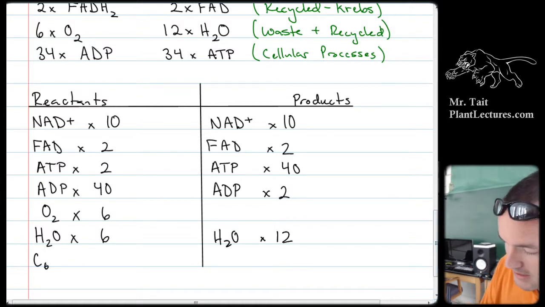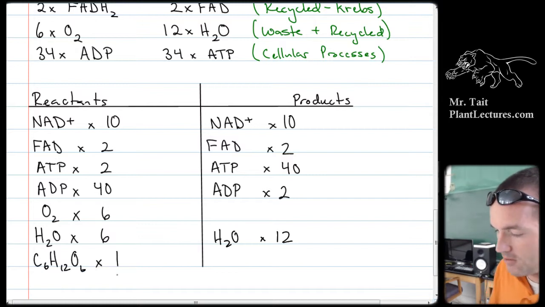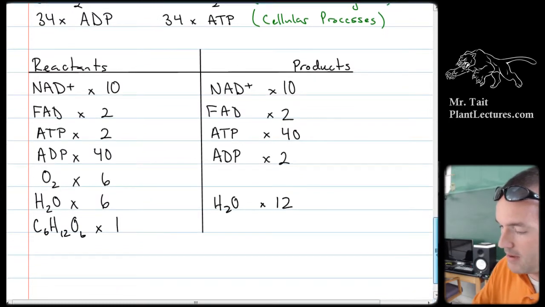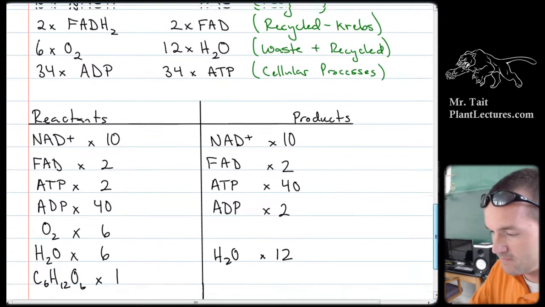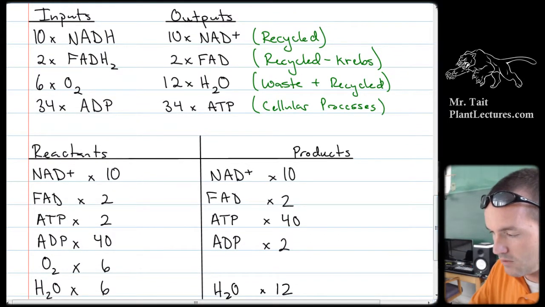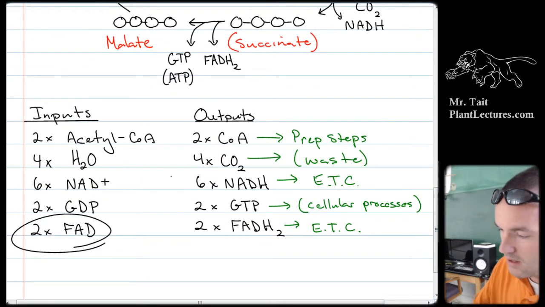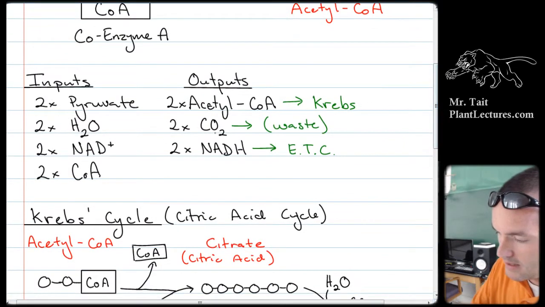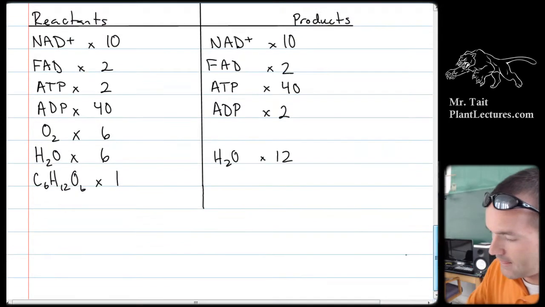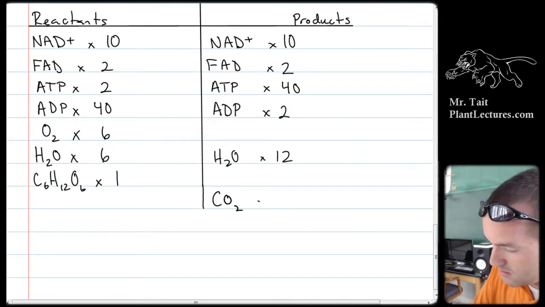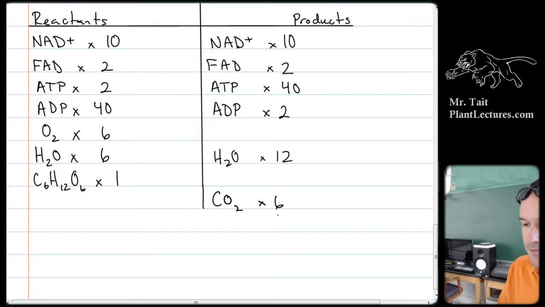All right, how about C6H12O6? Okay, one of those. How many CO2s did we produce? Where do we produce CO2s? 4 here in the Krebs and 2 in the prep steps. So that's 6. CO2 times 6.